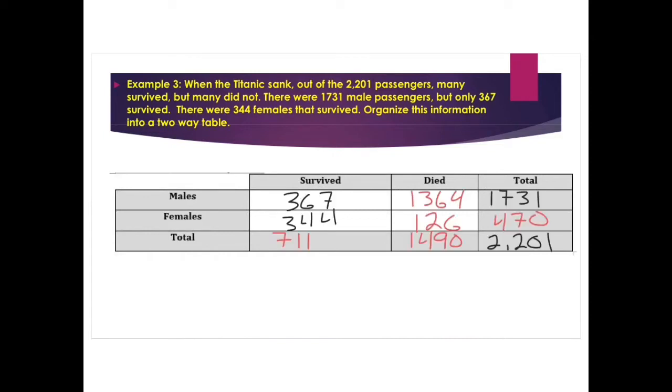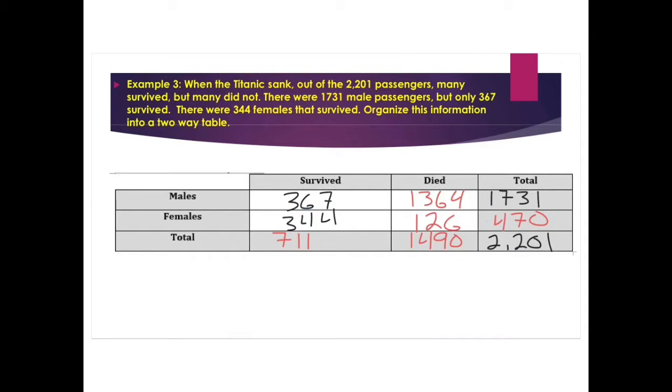All right, so in our chart, I took the information given to us and I wrote that down in black. So we know there were 2,201 passengers. We know there's a total of 1,731 males, and of them, only 367 survived. We know 344 females survived, and that's what's given to us from our example. The information in red is what I calculated by using my table. The first one I got was this 470.